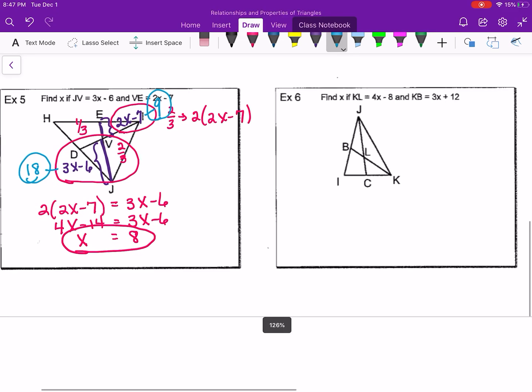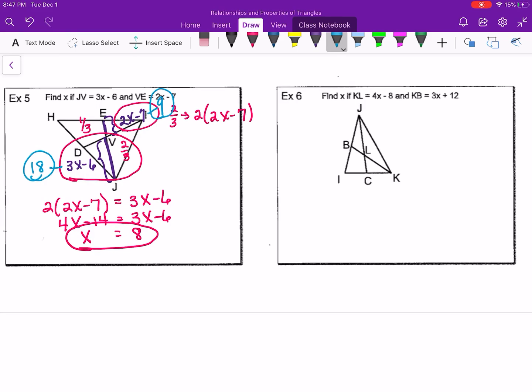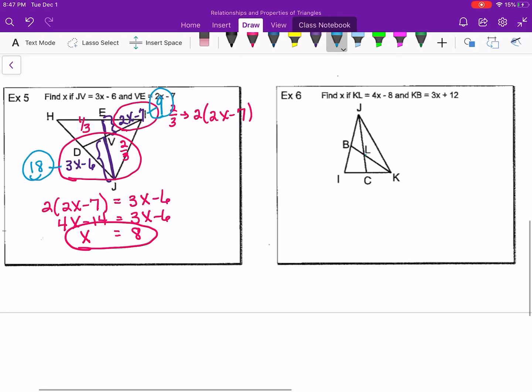All right, let's look at example 6. Now, this is the first time I've looked at this one, so let's see what we have, see what we can do with it. All right, KL. Here's our KL, and it is 4x minus 8. If we look at that, that is the longer piece of that median. So that is the one that's 2/3 of the way across. KB is the entire thing, and that is 3x plus 12.